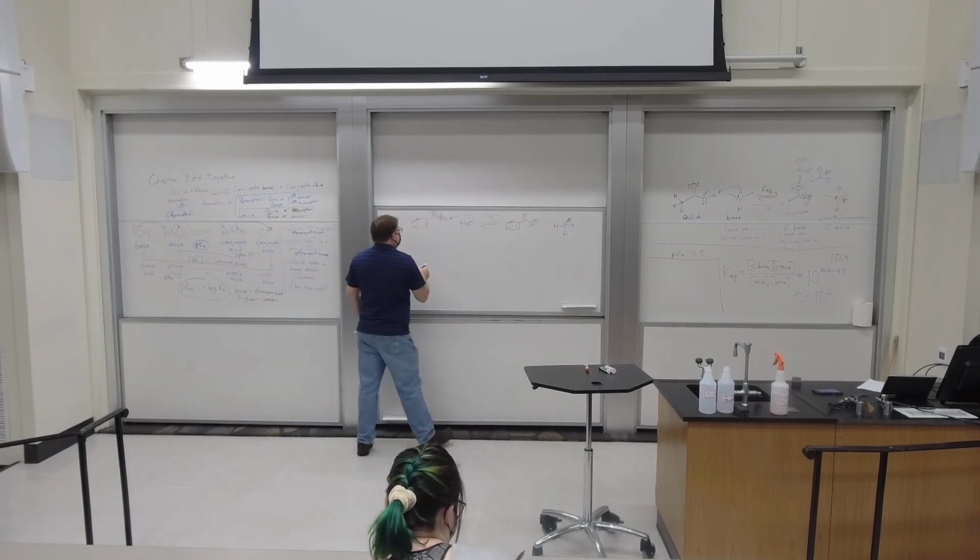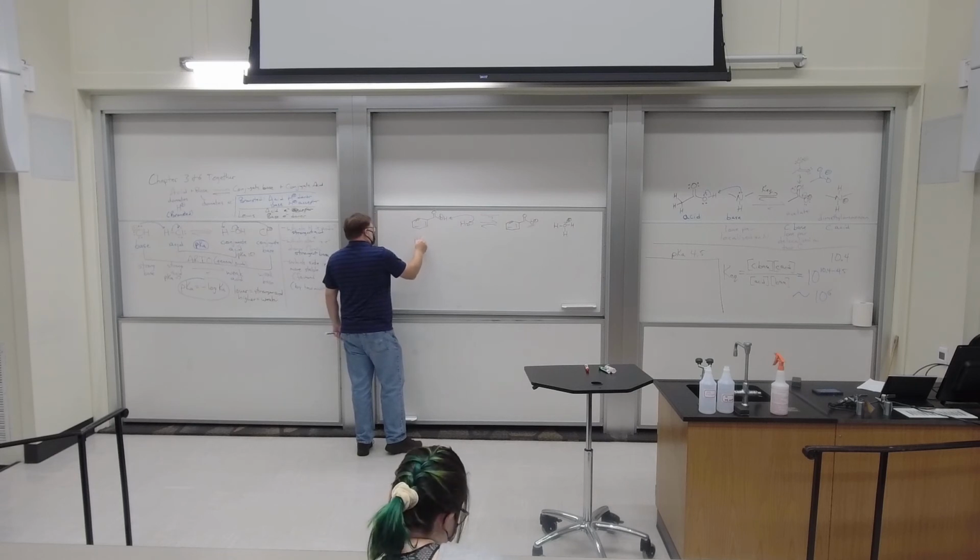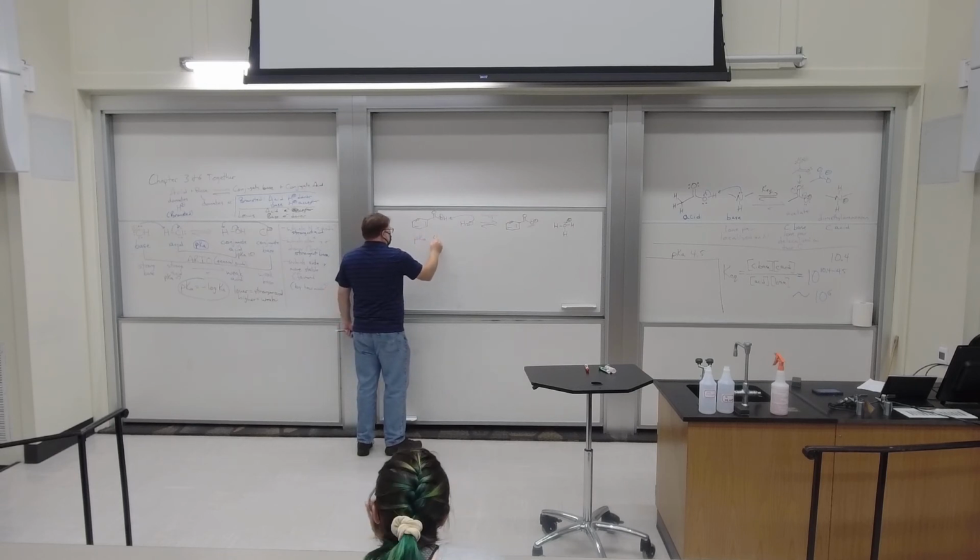And we can look at this by pKa. So the acid on the right, the pKa of benzoic acid is about 4.2.